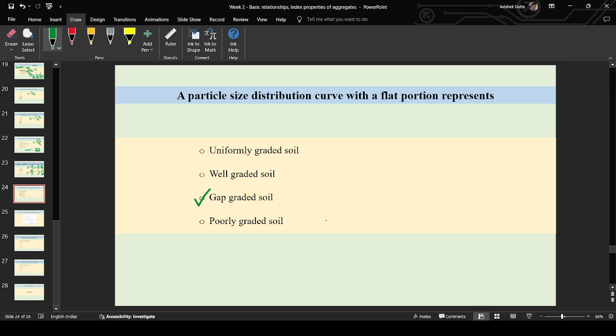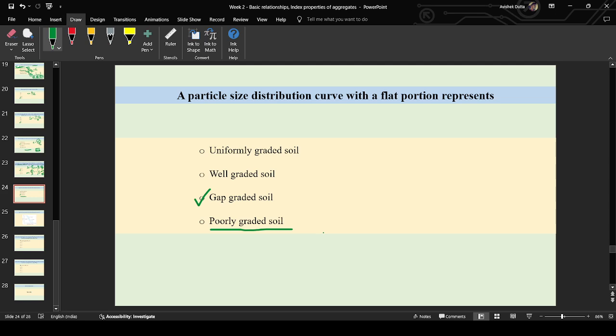What is the clarity required for this question? Is it MCQ or MSQ? This is a multiple choice question, MCQ, so only one option is correct. The problem is that gap graded soil is a subcategory of poorly graded soil. Yes, I know that. I think I have faced this question before also.